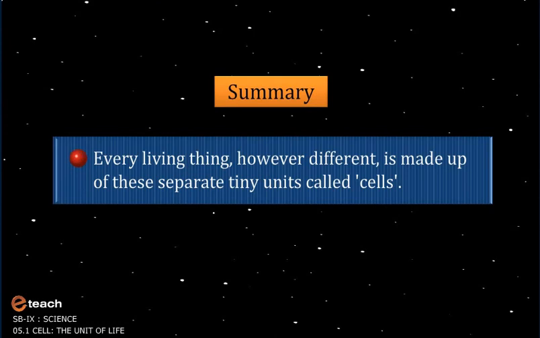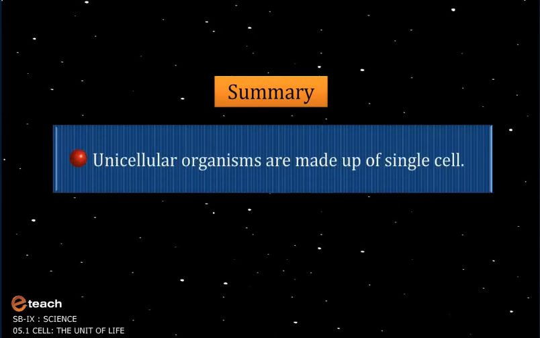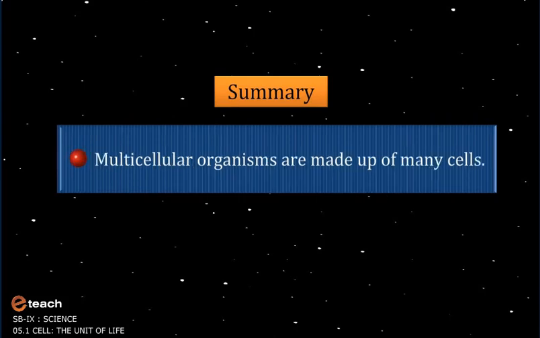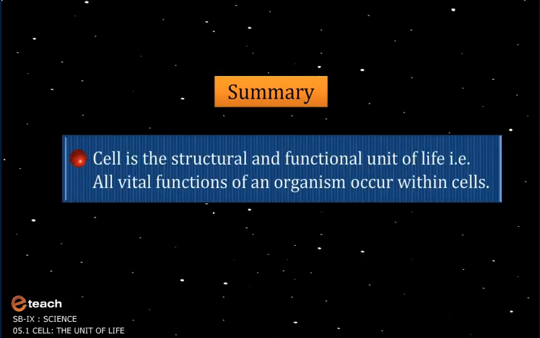Summary: every living thing, however different, is made up of these separate tiny units called cells. Unicellular organisms are made up of single cells. Multicellular organisms are made up of many cells. Cell is the structural and functional unit of life. That is, all vital functions of an organism occur within cells.